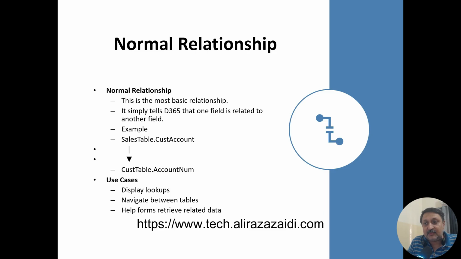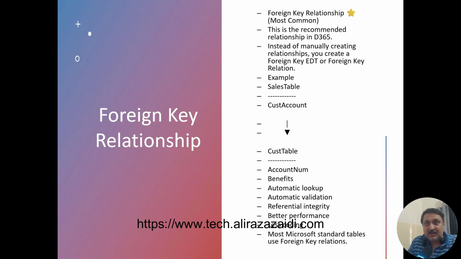For example, if I'm going to create a relationship, sales table dot customer account with customer table dot account num, it is just used to relate two fields. There is no foreign key relationship in between. It means that you create a relation between two fields which do not have a foreign key or primary key relationship.